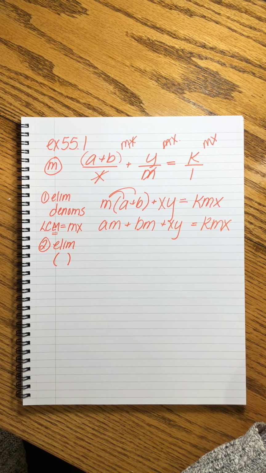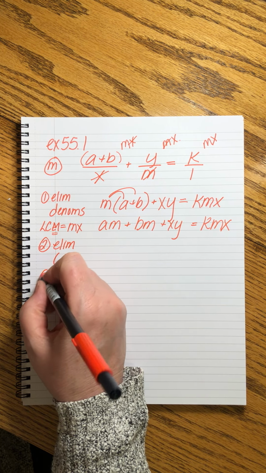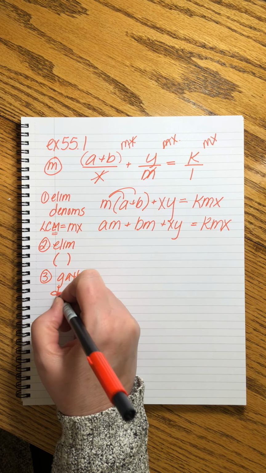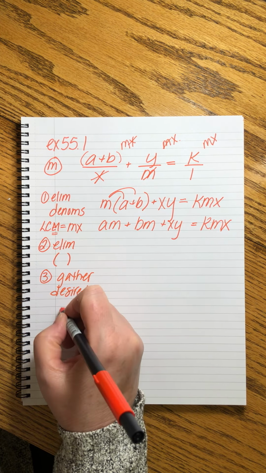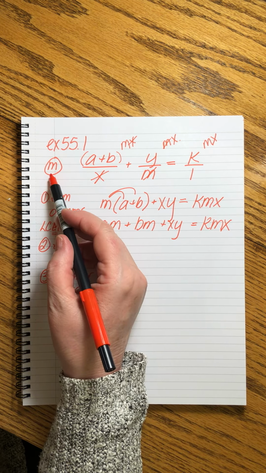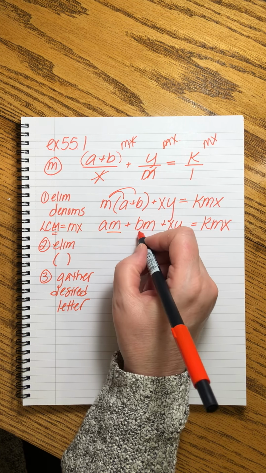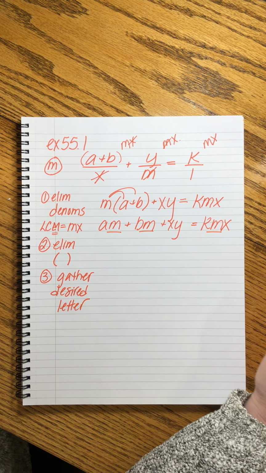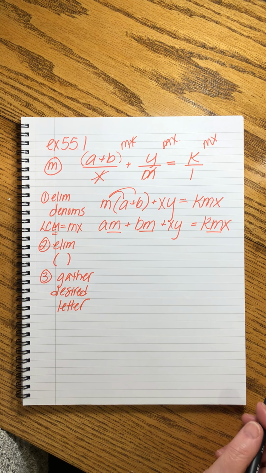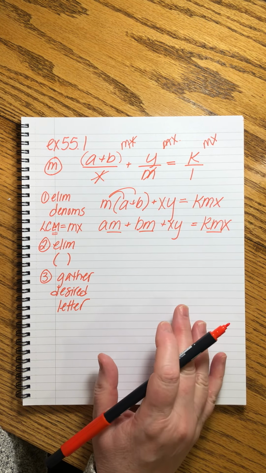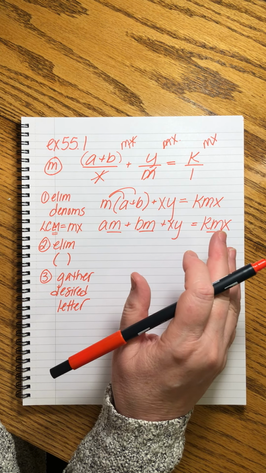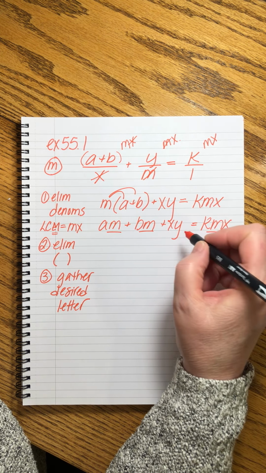Okay, now, I didn't give us any more insights, but you'll remember we want to gather the desired letter on one side of the equation. Our desired letter is M, so let's look where the M's are. 1, 2, 3, right? So, you can do this however you want. You can swim these terms around however you like, as long as you end up collecting all the M's on one side and the non-M's on the other. Do whatever makes you happy.